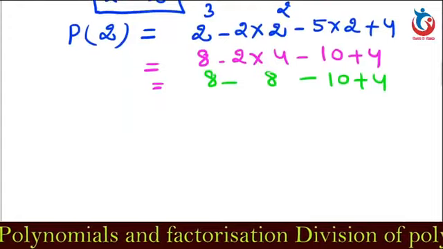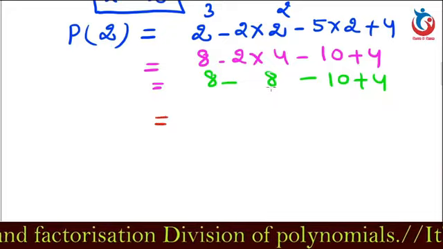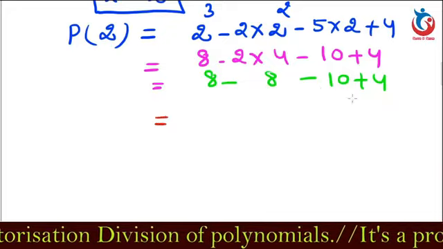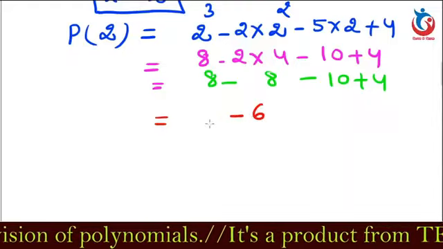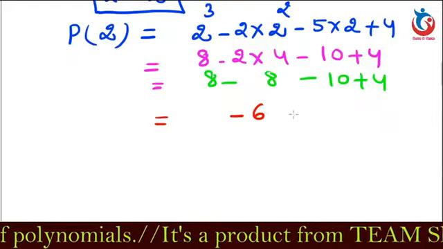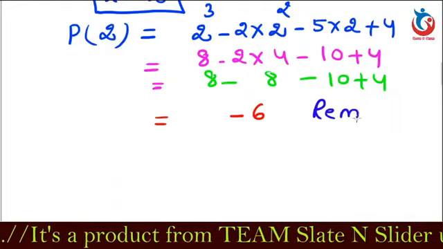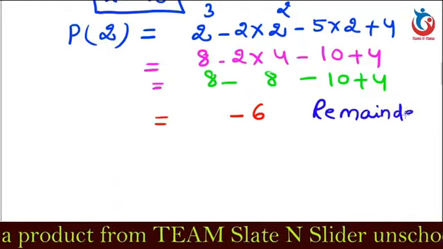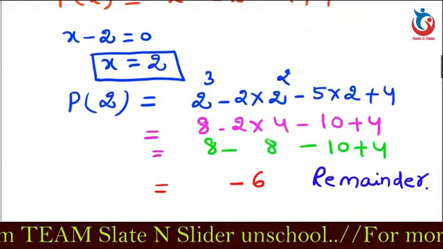So 8 minus 8 is 0, 0 minus 10 plus 4 gives minus 6. So this is the remainder. Here we can't find the quotient, but with this method we can find the remainder. So what is the question? Finding the remainder is the same method.